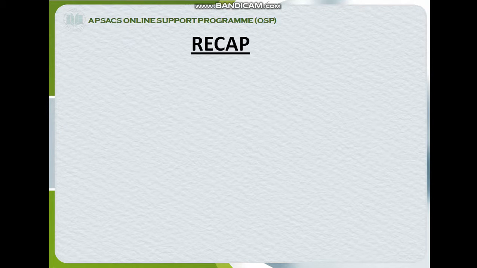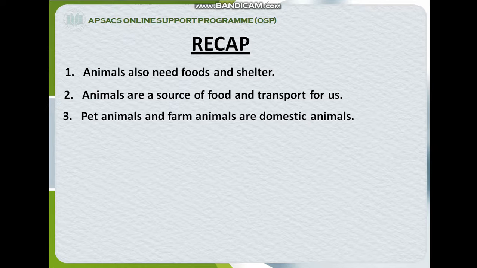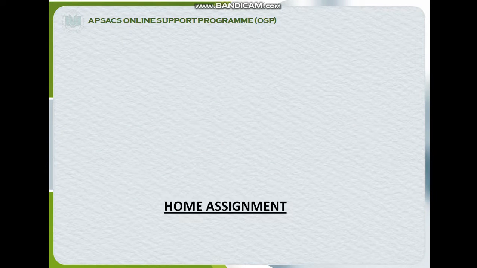Recap. So what have we learned today? Today we have learned animals also need food and shelter. Animals are a source of food and transport for us. Pet animals and farm animals are domestic animals. Wild animals live in jungle. National animal of Pakistan is markhor. The national bird of Pakistan is chakor.